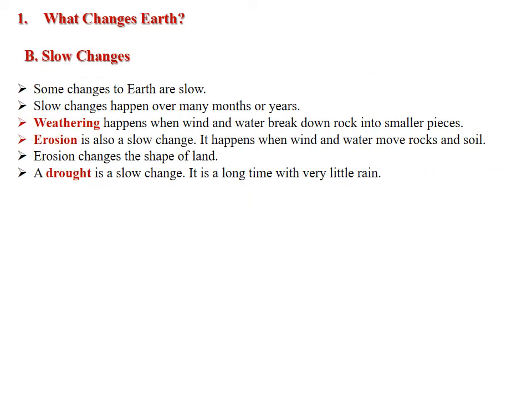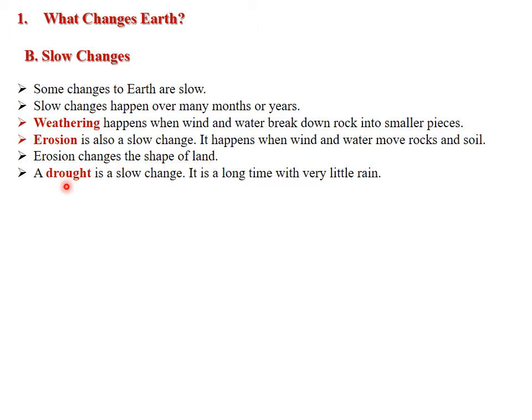Now let's move to slow changes. Some changes to Earth are slow, and slow changes happen over many months or years. First slow change that we are going to talk about is called weathering. Weathering happens when wind and water break down rock into smaller pieces. Erosion is also a slow change. It happens when wind and water move rocks and soil. Erosion changes the shape of land.